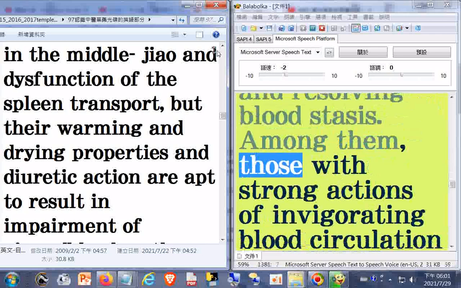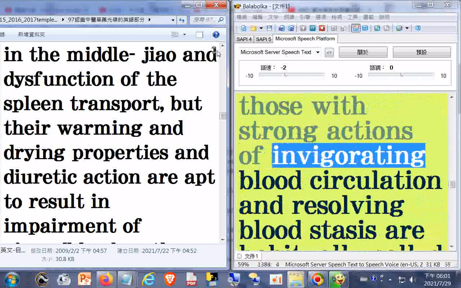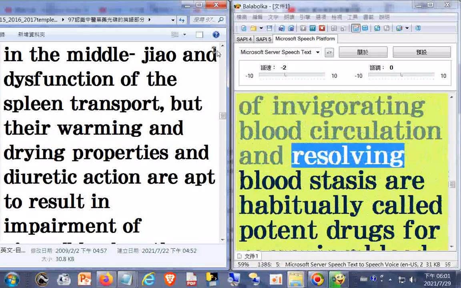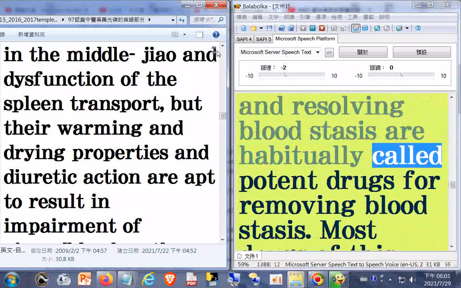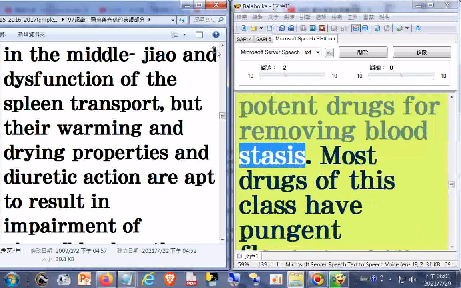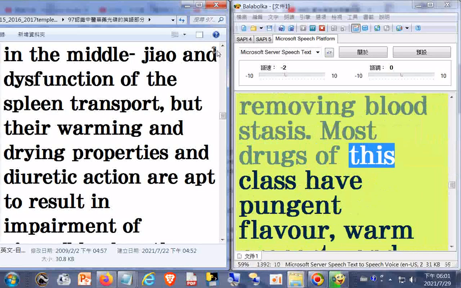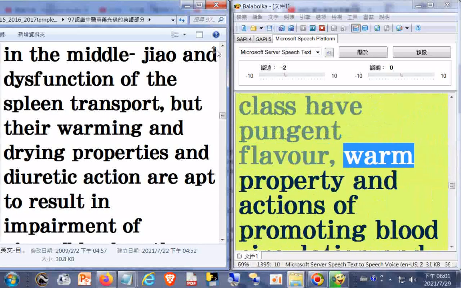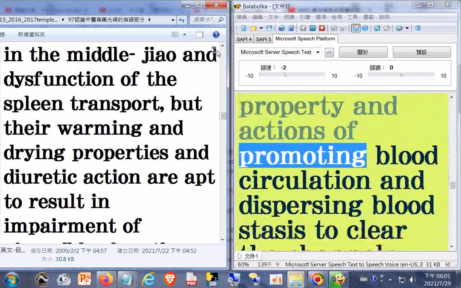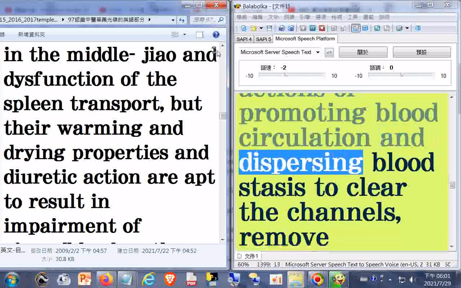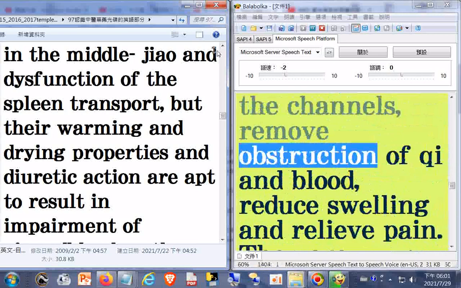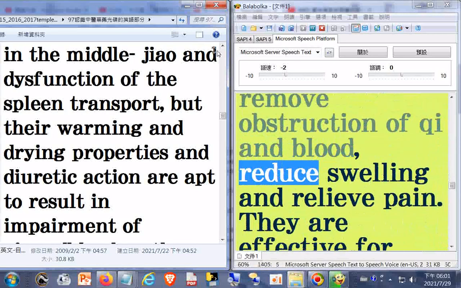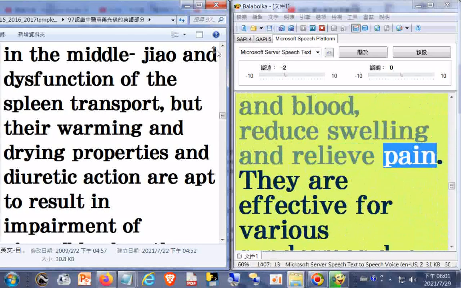Among them, those with strong actions of invigorating blood circulation and resolving blood stasis are habitually called potent drugs for removing blood stasis. Most drugs of this class have pungent flavor, warm property, and actions of promoting blood circulation and dispersing blood stasis to clear the channels, remove obstruction of qi and blood, reduce swelling and relieve pain.